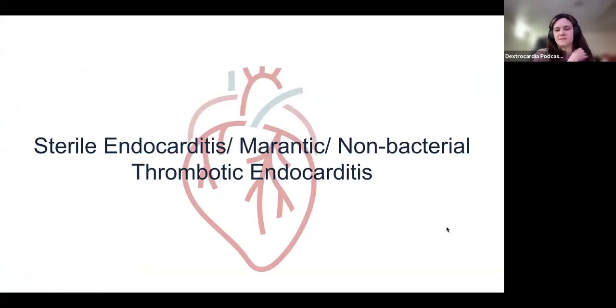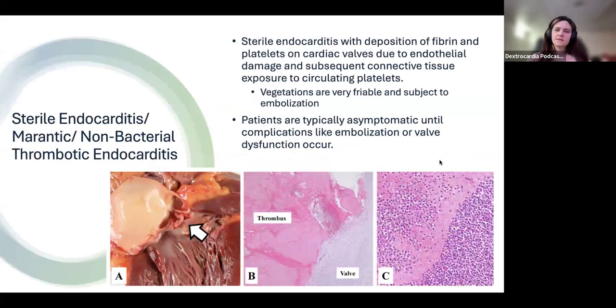Moving on to sterile endocarditis, there's so many names for it, but NBTE is the most common one that I see. So sterile endocarditis, it's deposition of fibrin and platelets on cardiac valves due to endothelial damage and subsequent connective tissue being exposed to the circulating platelets. These vegetations are very friable and subject to embolization. So patients are typically asymptomatic until complications occur, like embolization or valve dysfunction.